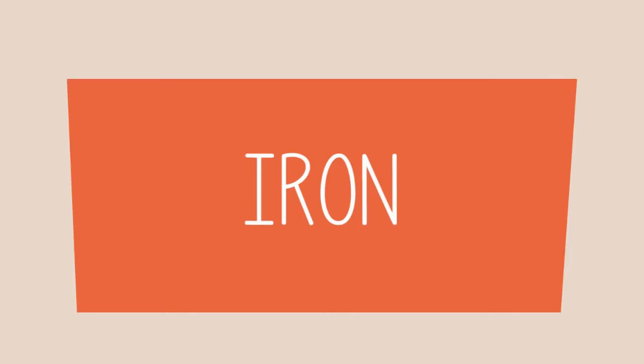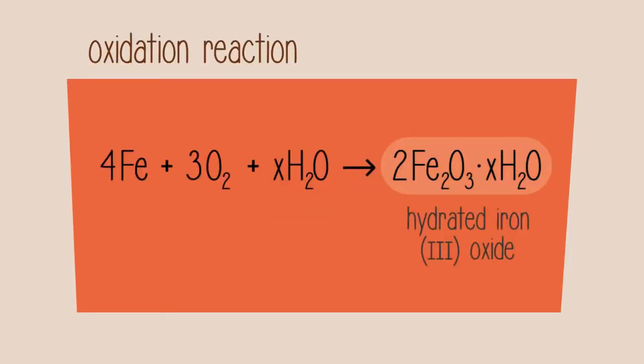The iron has undergone an oxidation reaction, forming hydrated iron trioxide or rust. Salt and acid act as a catalyst for this reaction, which is why the nail in the second test tube formed more rust than the nail in the first test tube.